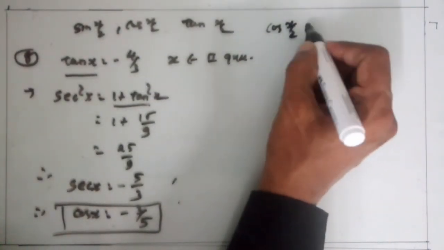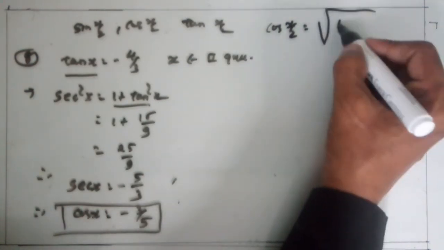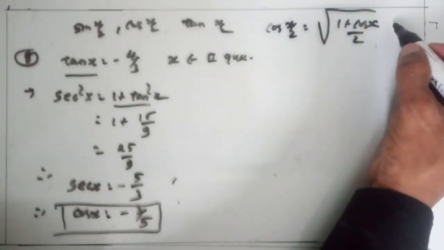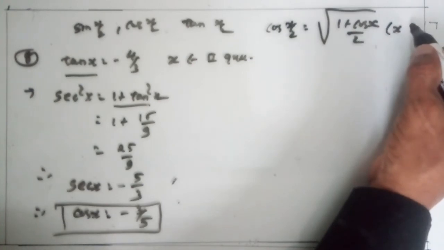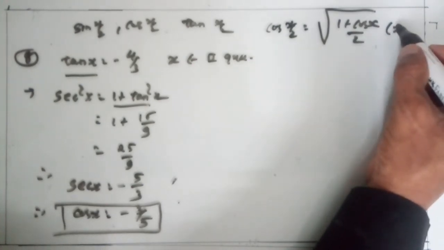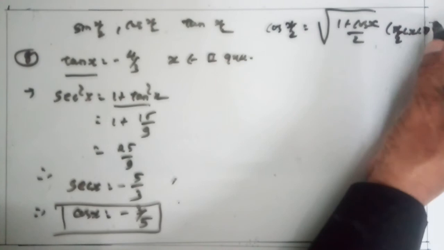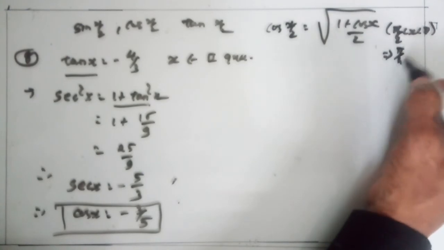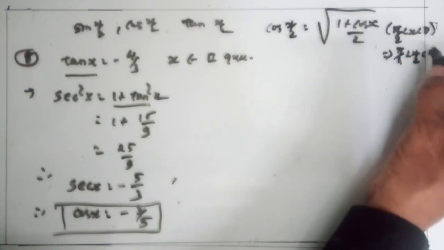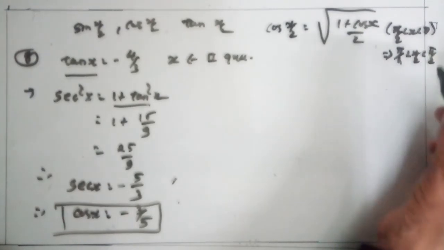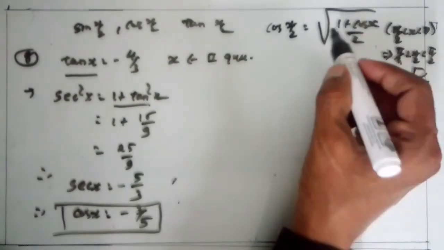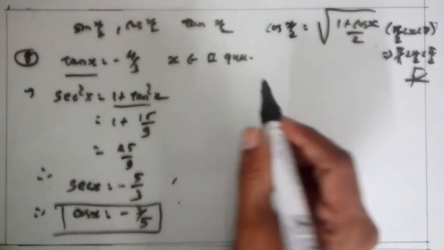Now cos x by 2 is equal to plus or minus root of (1 plus cos x) upon 2, you know. And remember this, x belongs to the second quadrant, that is pi by 2 less than x less than pi. This implies, divide by 2, so pi by 4 less than x by 2 less than pi by 2. That means x by 2 lies in the first quadrant, pi by 4 to pi by 2. Clear? So in this case cos becomes positive, so here we apply the positive sign.